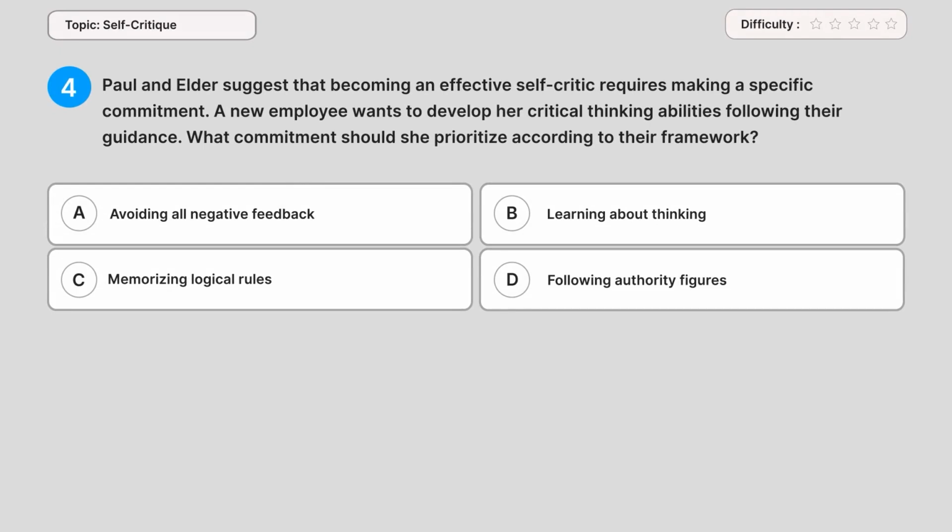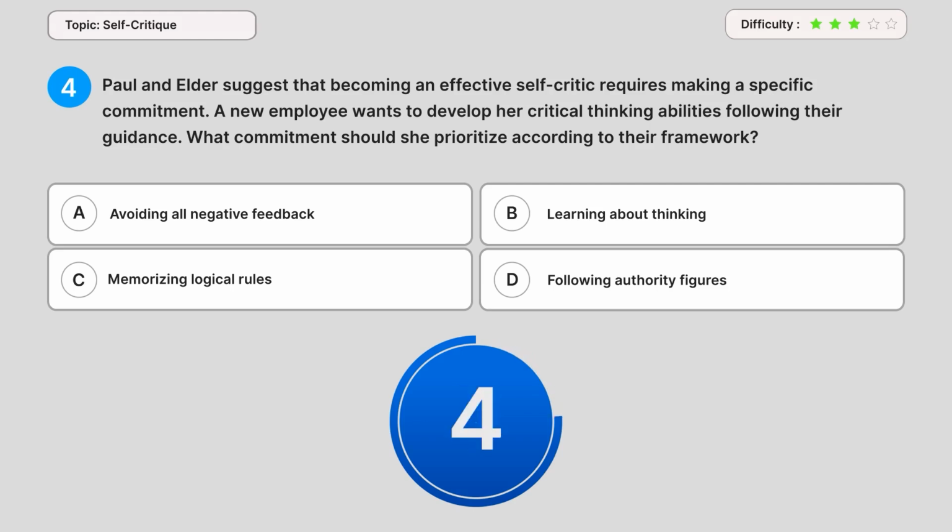4. Paul and Elder suggest that becoming an effective self-critic requires making a specific commitment. A new employee wants to develop her critical thinking abilities following their guidance. What commitment should she prioritize according to their framework? A. Avoiding all negative feedback. B. Learning about thinking. C. Memorizing logical rules. D. Following authority figures. Can you guess the answer?